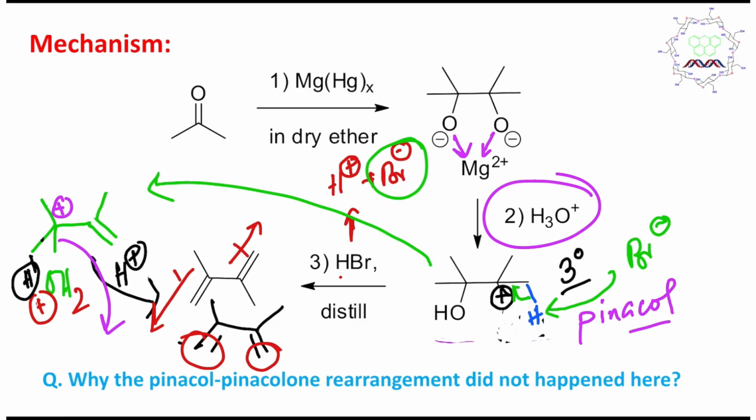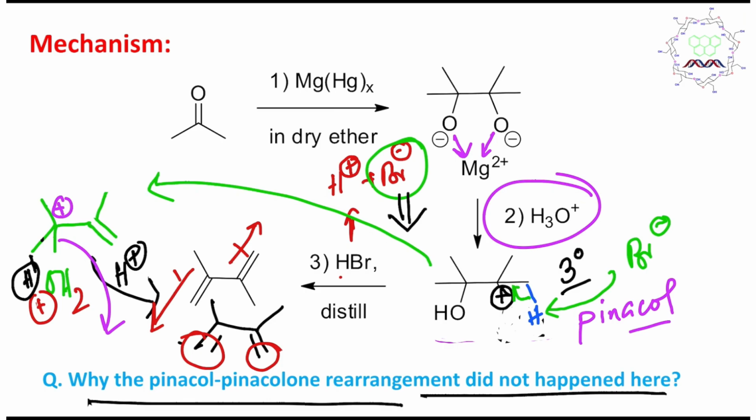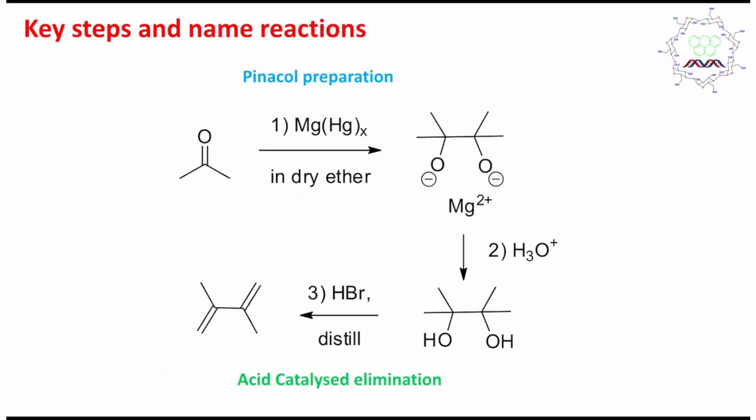Now a question may come to your mind: why did pinacol rearrangement not occur here? The exact reason I don't know, but I believe the basicity of bromide is expected to be higher, that's why it prefers the elimination. And the second thing, it is a very high temperature distillation condition, so based on these two it resulted in this diene. So what are the named reactions associated in this process?